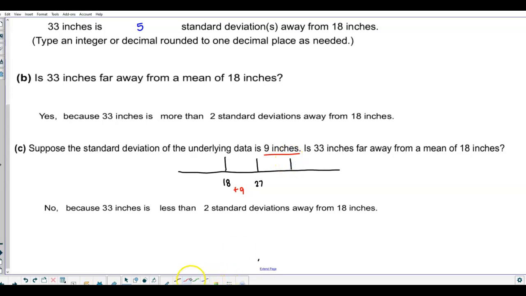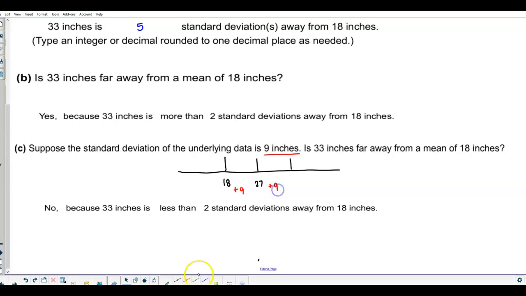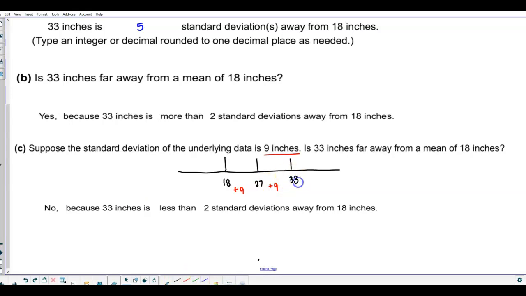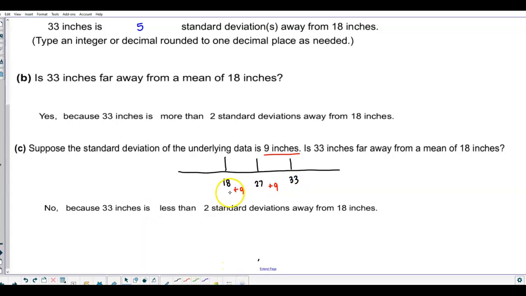And if we add another 9, that's going to give us 33. So, how many standard deviations is 18 away from 33 if our standard deviation is 9? Well, that means we have 2 standard deviations. So it's not that far away because 33 inches is less than 2 standard deviations away from 18 inches.